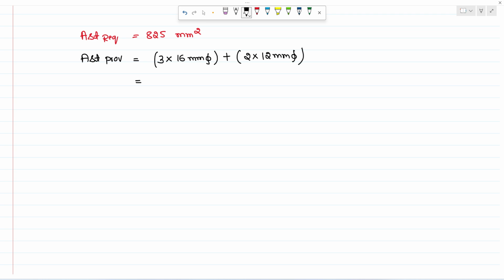So if you calculate the area of steel for this arrangement, it will be around 830 mm square. So you need a steel of 825, you are providing 830. So here AST provided, which is greater than your requirement, area of steel requirement. So hence it is okay.